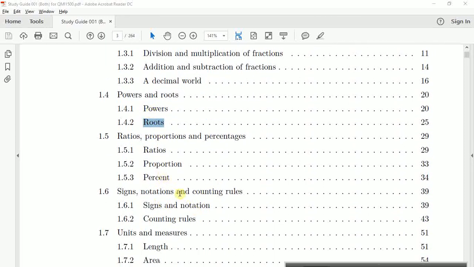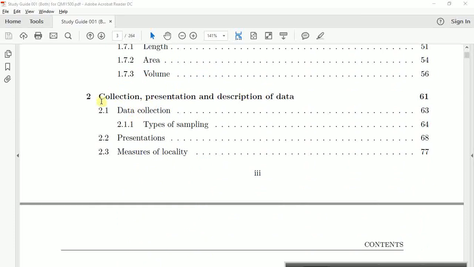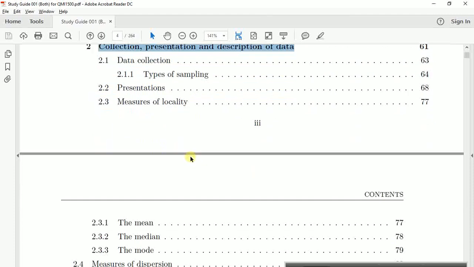We've got signs, notation. So the first chapter is all basics regarding maths. After having covered chapter 1, I'd be able to judge how good or bad your basics are in terms of simple adding and subtracting, multiplying, ratios, proportion, percentages, etc. So that's what we'll look at in chapter 1. Then chapter 2 is stats, collection and presentation and description of data. This is looking at mean, mode, median, and those types of things.